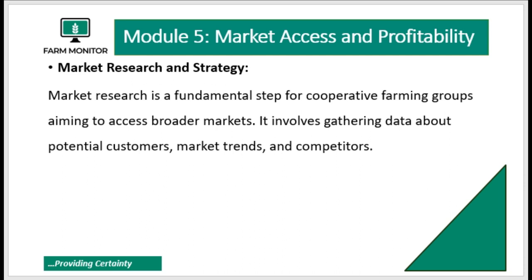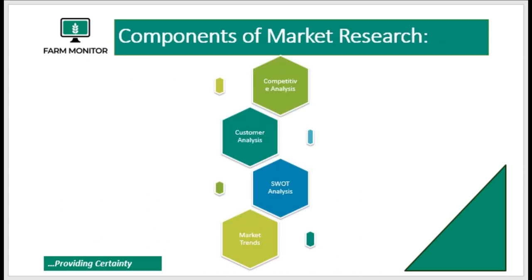So you gather data about potential customers, you gather data about market trends, you gather data even about your competitors. When you do a thorough market research, you are able to make informed decisions, you are able to reduce your risks, and of course you identify opportunities that exist that you didn't know before now. When doing a market research, there are certain key components.